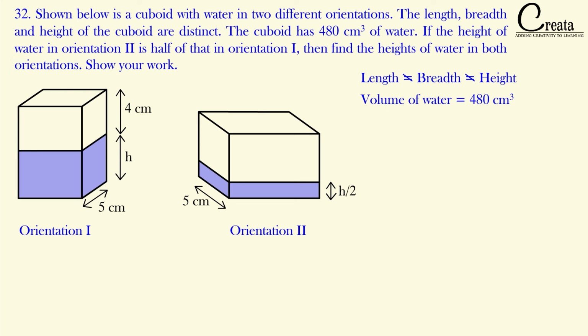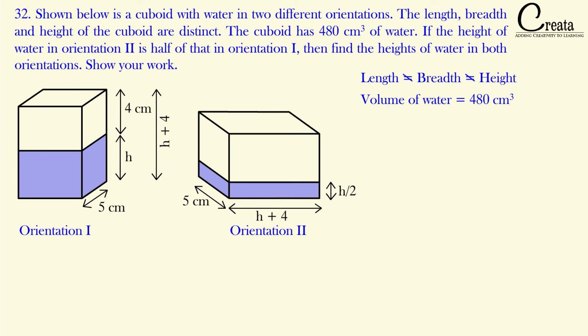Let's proceed. Here in the first cuboid, the cuboid in orientation 1, this total height will be equal to h plus 4 centimeter, and this is the longest of all the three sides. This side and this side are matching, so this side will also be equal to h plus 4 centimeter. In the first case, the cuboid is standing. In the second case, the cuboid is laying down. We have just changed the orientation, so this side is the same. This is h plus 4, so this will also be equal to h plus 4.